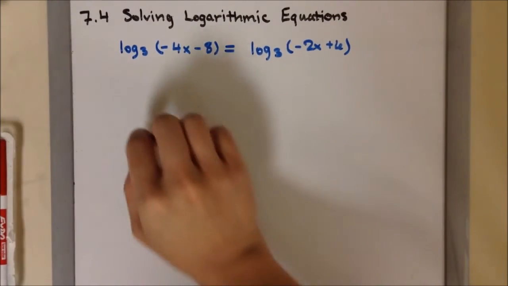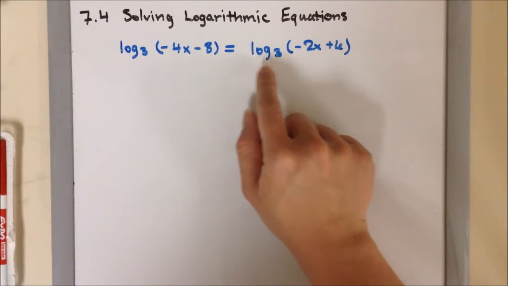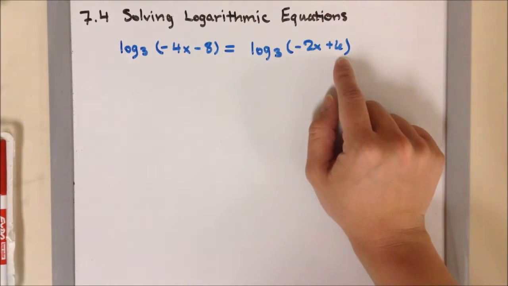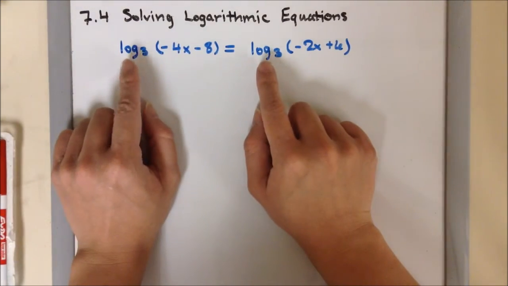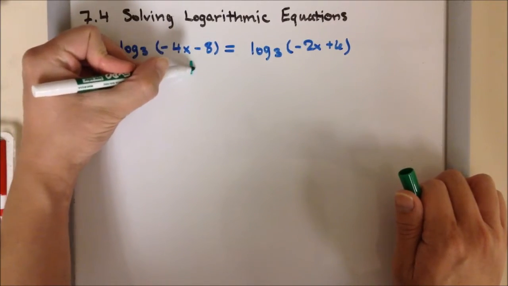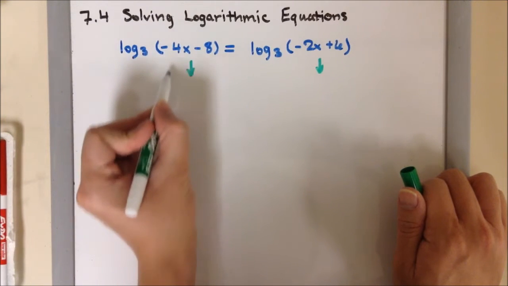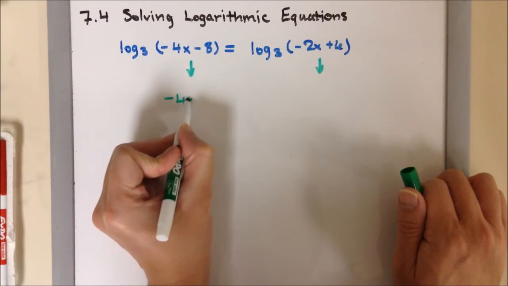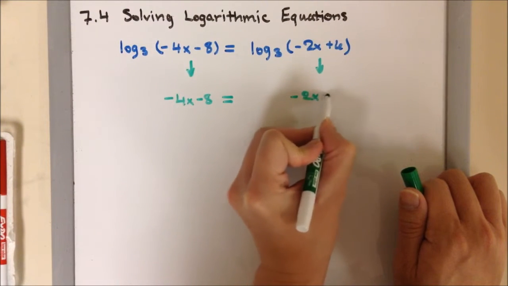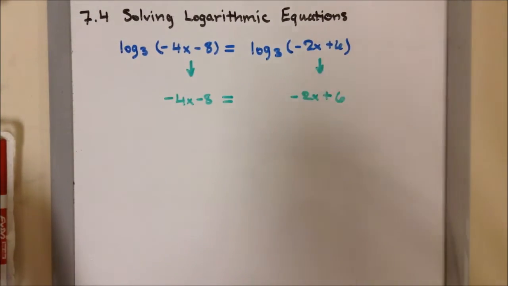In this example, we have log base 3 of negative 4x minus 8 equal log base 3 of negative 2x plus 6. So when solving this log equation, both sides have log base 3, so we're just going to focus on the log answer part. So I'm bringing down what's inside the parenthesis or the log answer, so negative 4x minus 8, and then equal negative 2x plus 6. So now it's time to solve this equation.